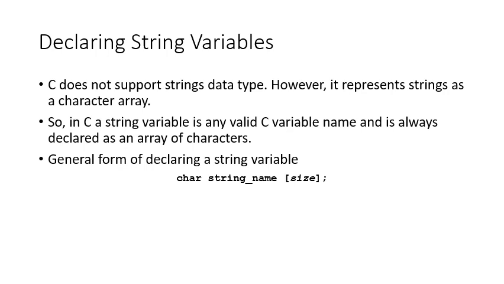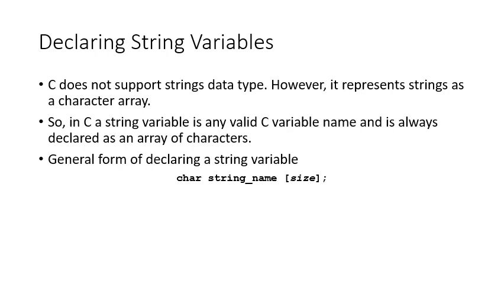In C, a string variable is any valid C variable name and is always declared as an array of characters. So you can give any valid C variable name. There are some limitations, some prohibitions on what type of name you can give. Naming conventions are there. Any valid name you can choose, and it can be the name of the character array.